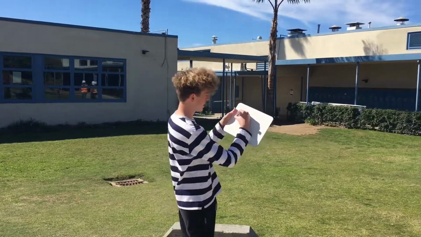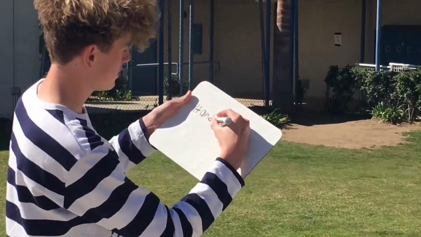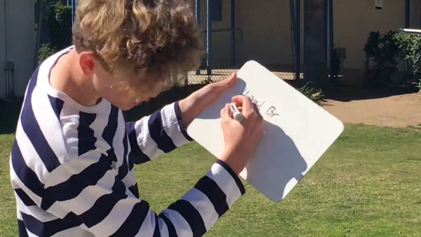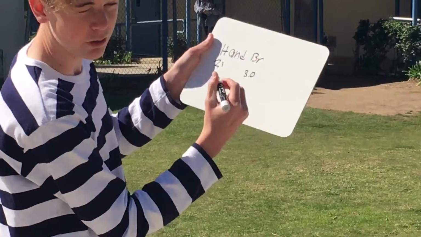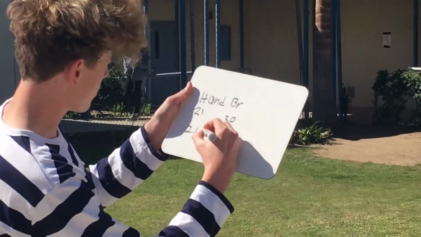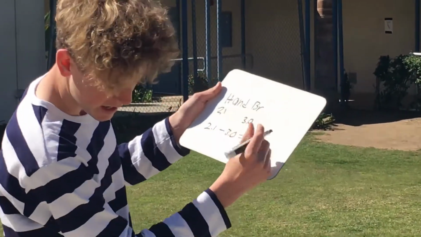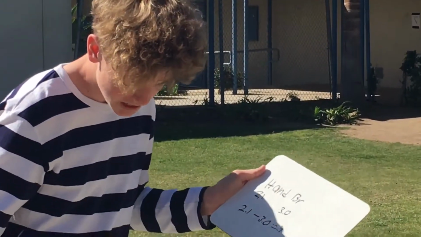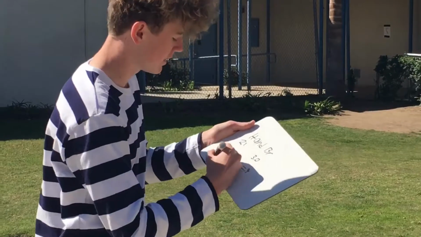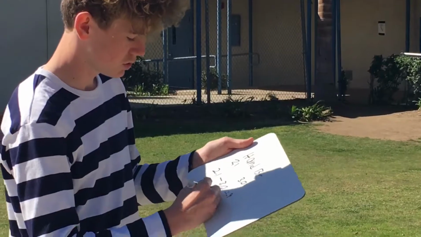An example, hydrogen and bromine. So you'd have H and Br. H being 2.1, Br being 3.0. All you would do is subtract, so it'd be 2.1 minus 3.0, which equals 0.9. And as you can see on the difference in electronegativity chart, it would be polar covalent because it is between 0.4 and 2.0.